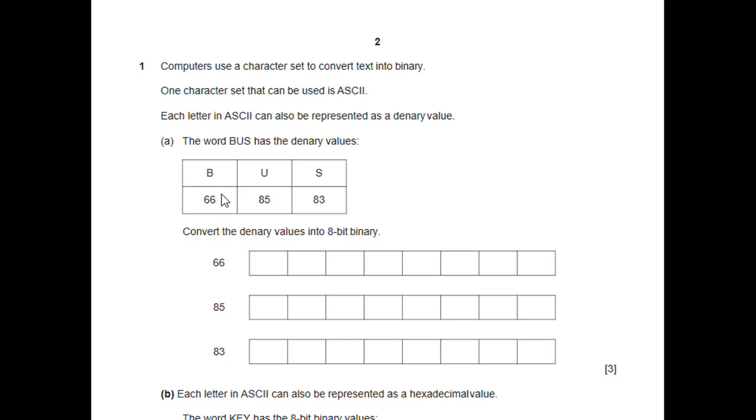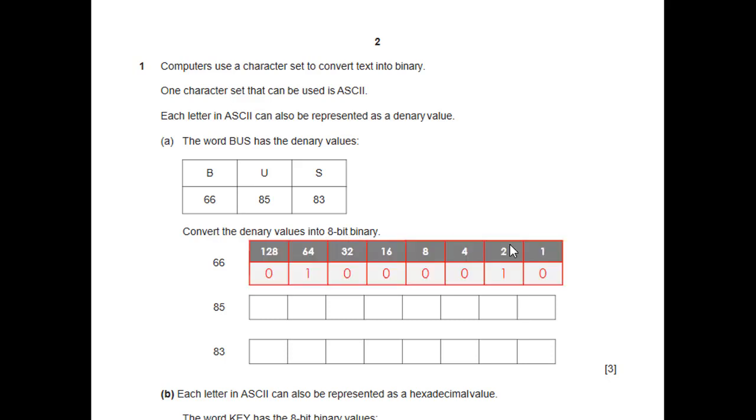So a capital B is the denary value 66, and it's asking you to convert the denary value, the base 10 value 66, into 8-bit binary, so into base 2, 8 bits. So the answer to this, using the binary grid, would be 64 plus 2, and because it's requiring 8 bits, you're going to have to write in the 0 here. So it's 0, 1, 0, 0, 0, 0, 1, 0.